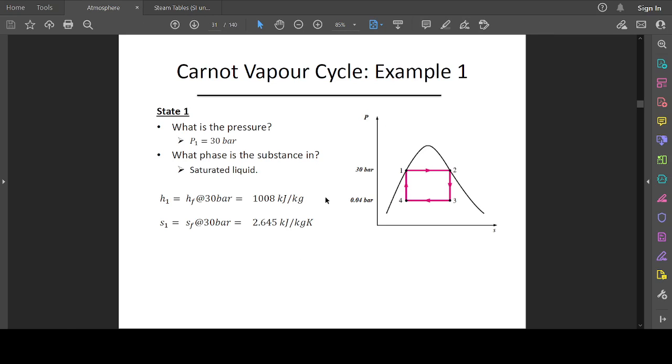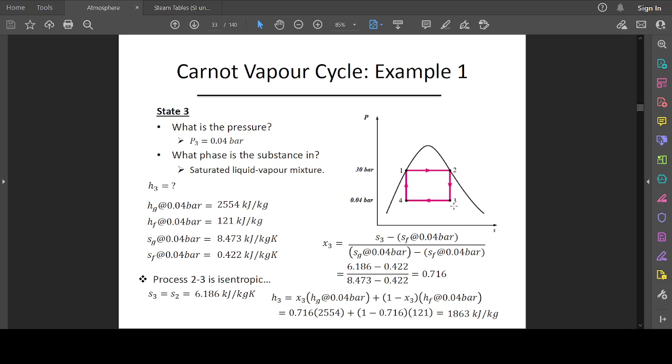Then we do the same at point 2, okay. We go to 30 bar because they are at constant pressure. You see the line? It means that this point and that point are at the same pressure. So it's an isobaric, isothermal heat addition in the boiler in this case. So we get the corresponding enthalpy H2 at point 2, and entropy S2 at point 2.